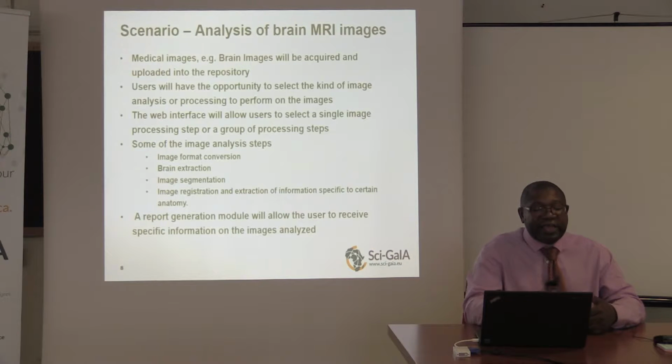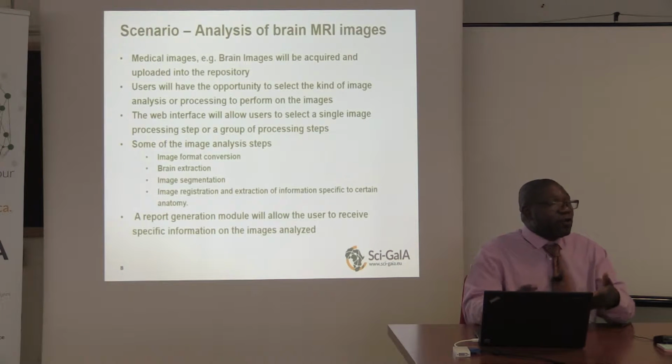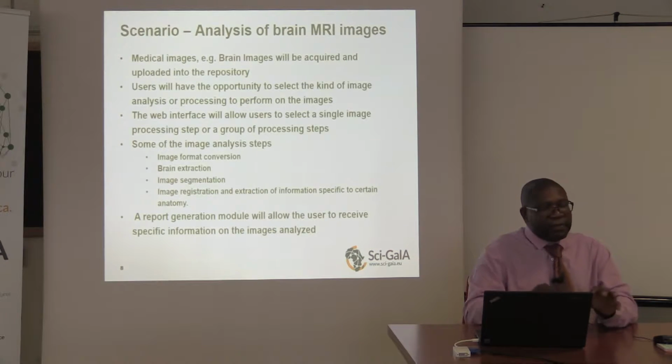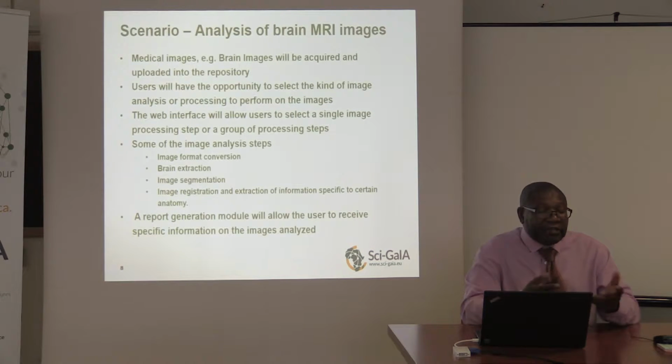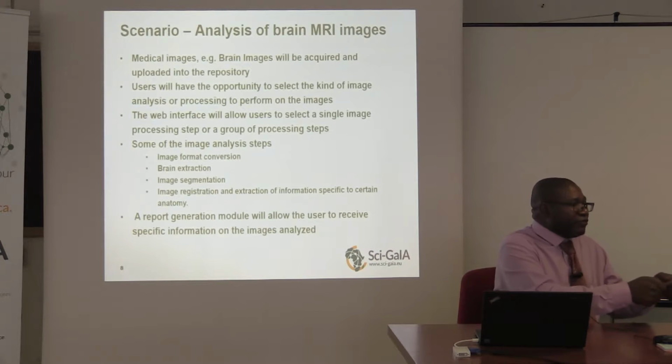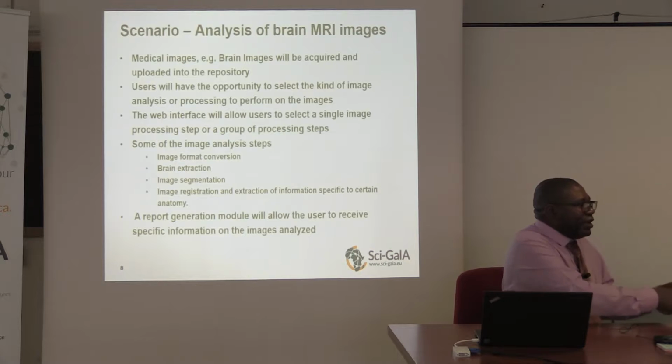So the user is able to select whichever one he wants to use, or a group. And from Kepler workflow, we know that it will be possible to combine these different stages. So then the report generation will come. And so the user can say, okay, I submitted my images and they were processed. I don't know why they were processed, but I look at the result.